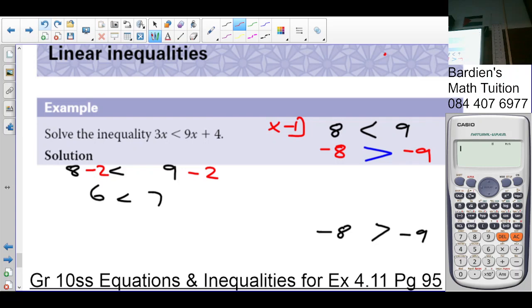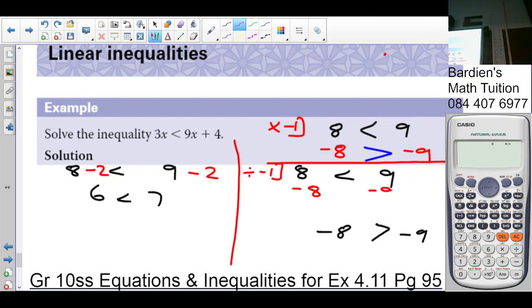Likewise, if I had taken the original inequality of 8 is less than 9, or 9 is more than 8, and I divided by negative 1, then I get negative 8, negative 9. So which one is greater? Negative 8. Can you see that? So yesterday we made that note, which was when multiplying or dividing by a negative number, the inequality swaps around. Okay, we all agree with that.